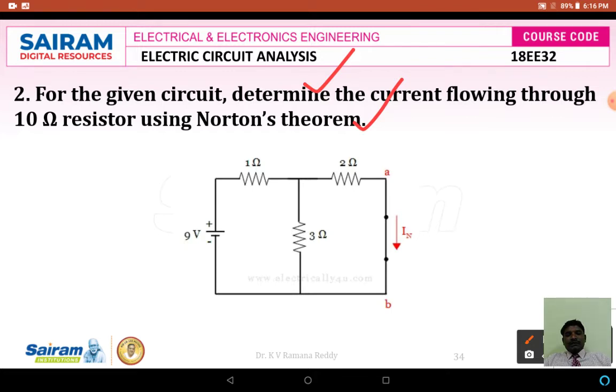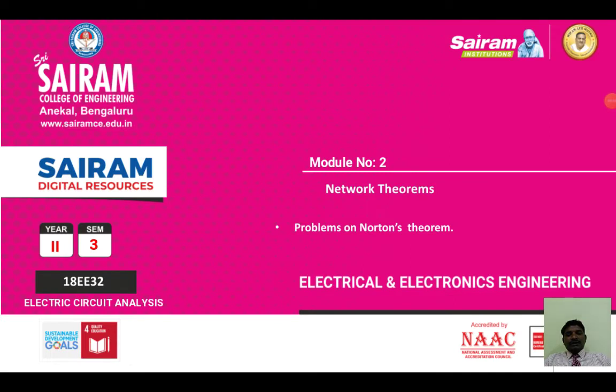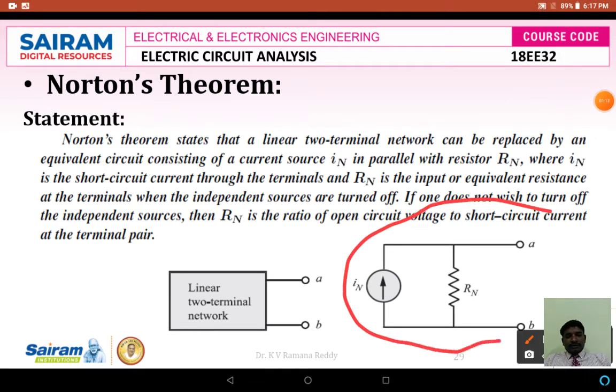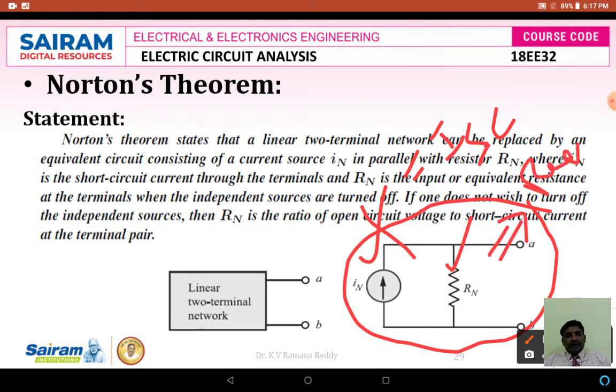So if you want to find the current flowing through the 10 ohms resistor, we use the principle of Norton's theorem. Let us see what the Norton's equivalent circuit is. According to the statement of Norton's theorem, this is the Norton's equivalent circuit, where a Norton's current source IN is connected in parallel with RN. Norton's current source value is equal to the short circuit current, and Norton's resistance value is equal to the R equivalent value.